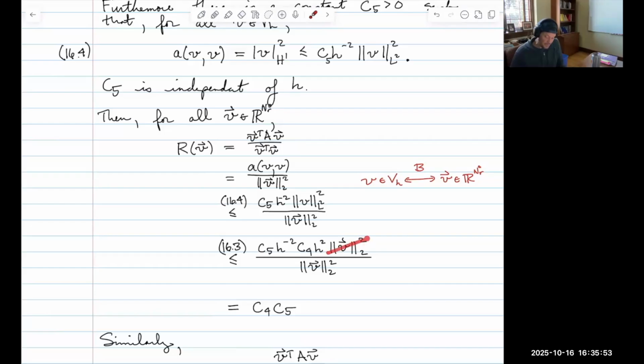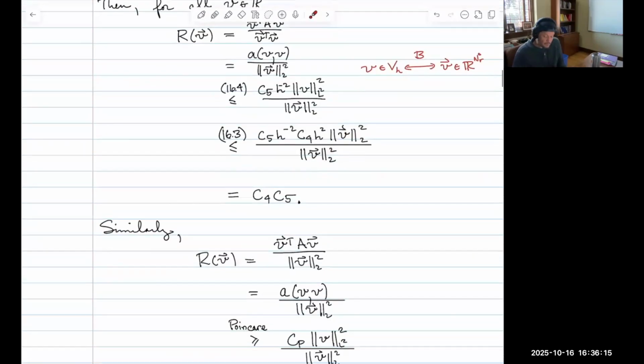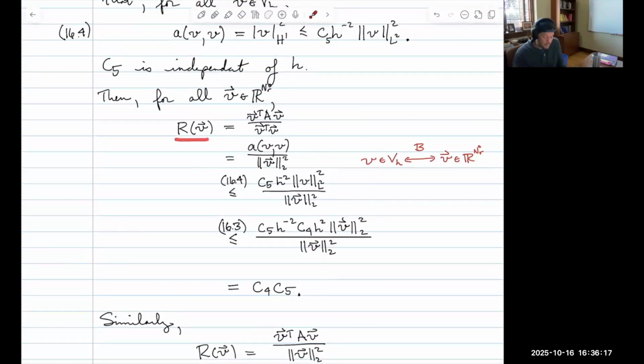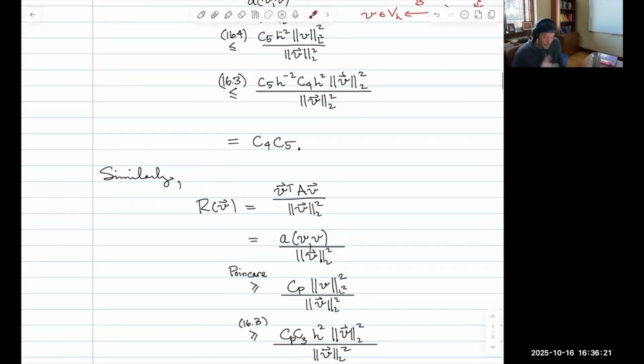Now I can cancel these two things, right? I can also cancel the h to the minus 2 and the h to the 2 power. So all I'm left with is C4 and C5. And of course, that is definitely a constant. Now, that's the upper bound for the Rayleigh quotient. Let's go for a lower bound of the Rayleigh quotient.